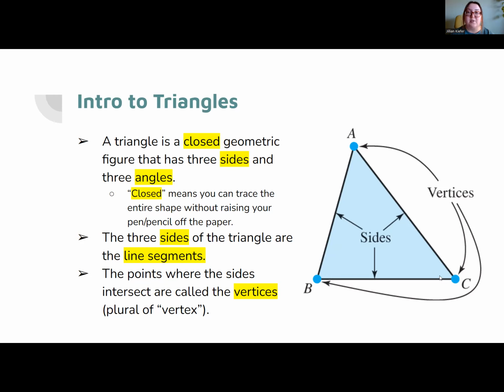Angle measurements are measured in degrees, like a degree of opening, just how far away it is from the previous line or the line next to it. That's an intro to triangles.